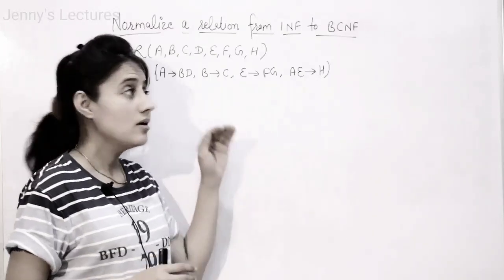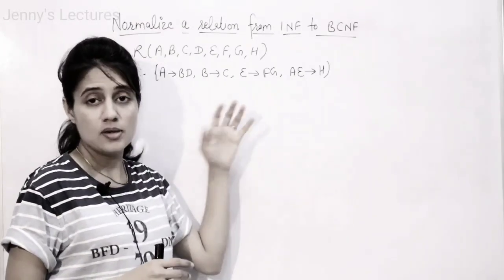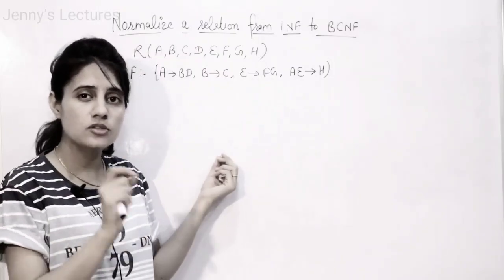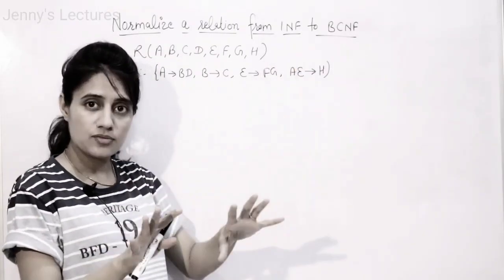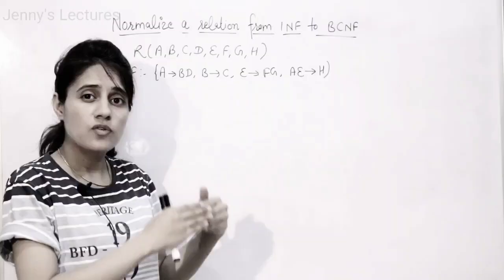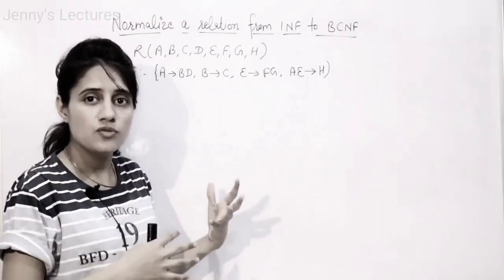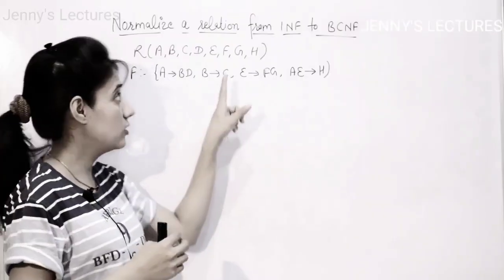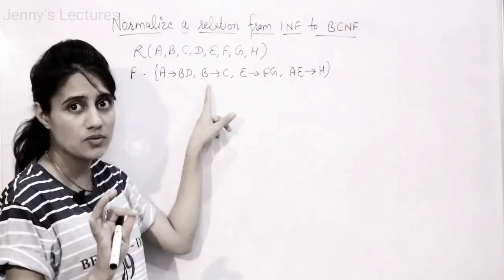So in this lecture, I am going to take a complex, or you can say lengthy, example, and we will see a step-by-step explanation of how to convert a relation which is in first normal form to BCNF. I have already discussed from first to second, and from second to third, but in this video, I'm going to combine all the steps, from first normal form to BCNF, and show how we convert this relation. So this is the relation and these are the functional dependencies given in this relation.